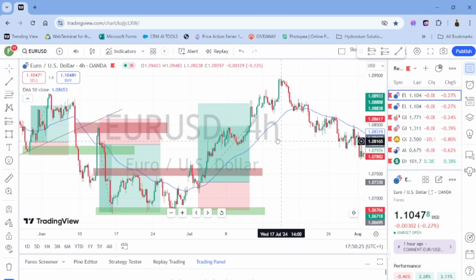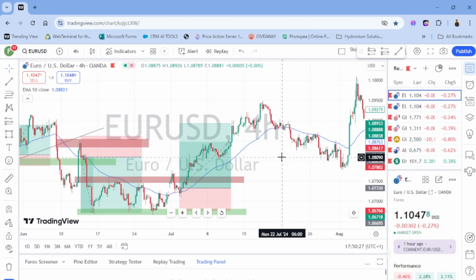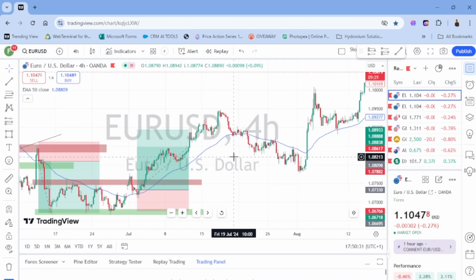So this is how you trade and be profitable. You just have to follow the rules of what works. You have to follow profitable trading. All right, profitable trading, follow the rule of what works.